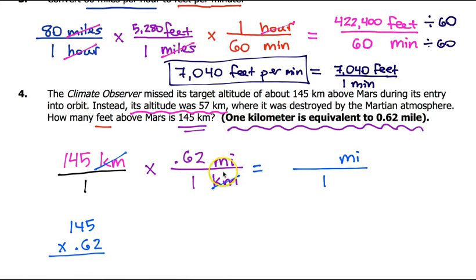Okay, if you did that correctly, you should have gotten 89.9. And so that means that this original number, 145 kilometers, was equivalent to 89.9 miles.